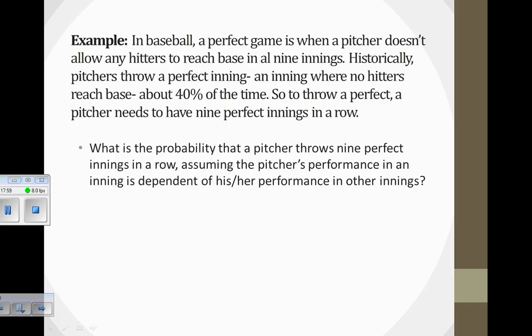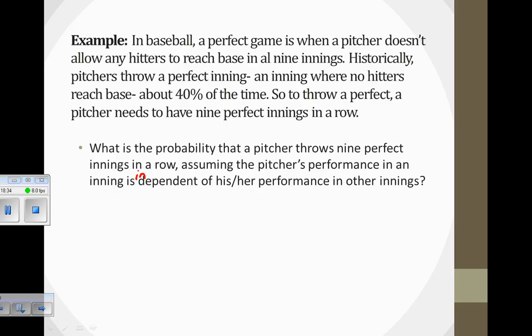In baseball, a perfect game is when a pitcher doesn't allow any hitters to reach base in all 9 innings. Historically, pitchers throw a perfect inning, an inning where no hitters reach base, about 40% of the time. So, to throw a perfect game, a pitcher needs to have 9 perfect innings in a row. What is the probability that a pitcher throws 9 perfect innings in a row, assuming the pitcher's performance in an inning is independent of his or her performance in other innings? Independent.